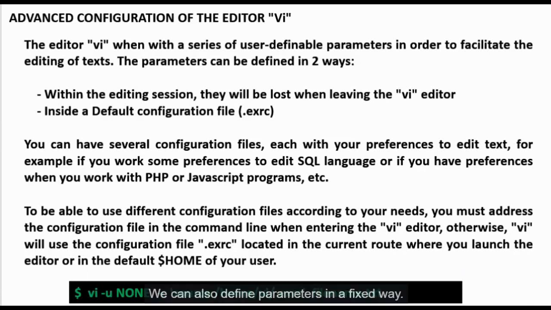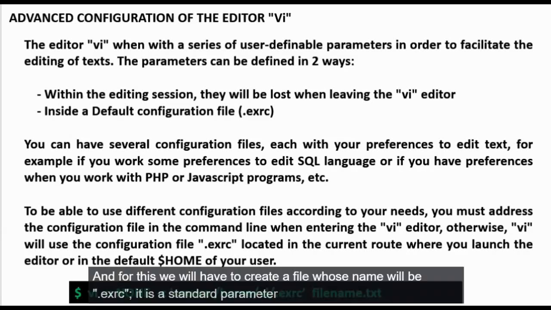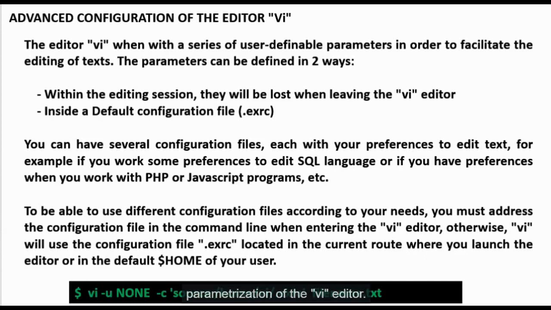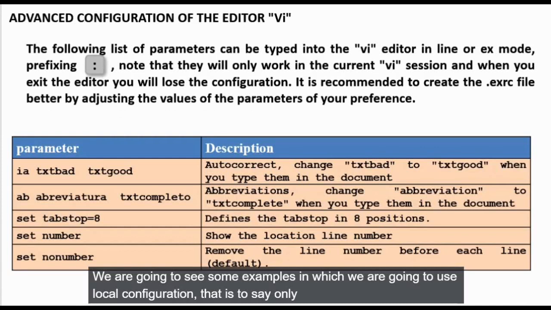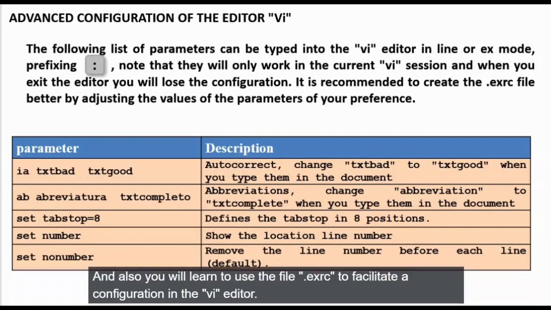We can also define parameters in a fixed way, and for this we will have to create a file whose name will be .exrc. It is a standard parameterization of the vi editor. This parameter file can be located in the path that is specified in the lower part of the screen. We are going to see some examples in which we use local configuration, that is to say, only while we use the editor. And you will also learn to use the .exrc file to facilitate the configuration in the vi editor.